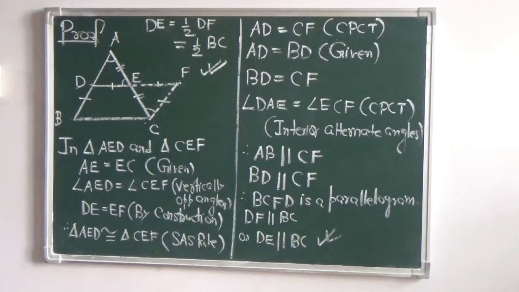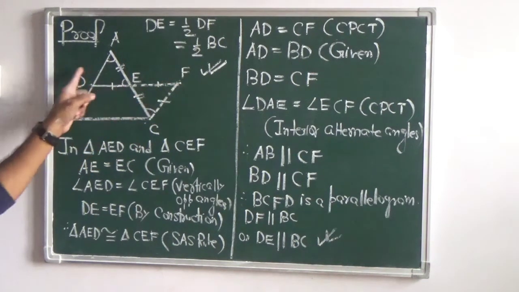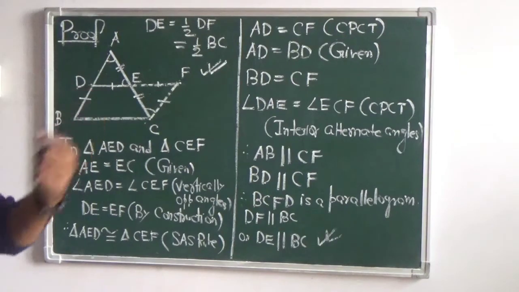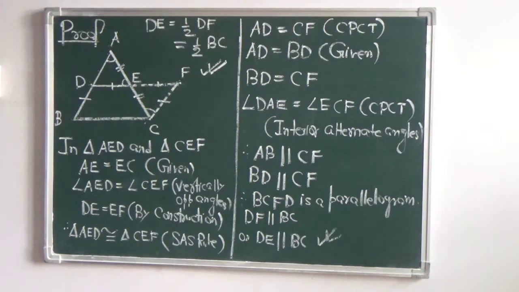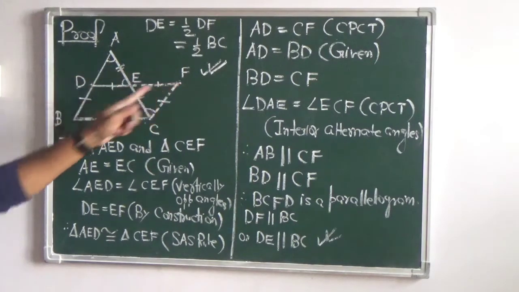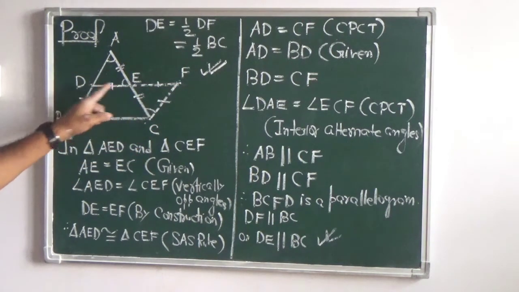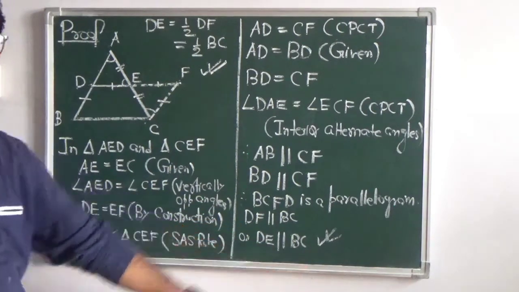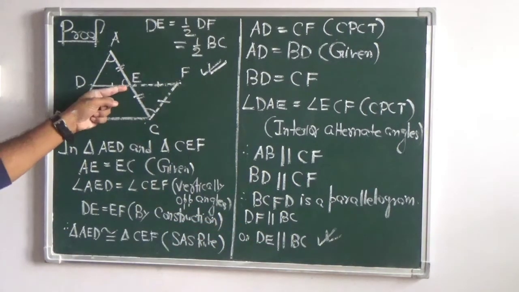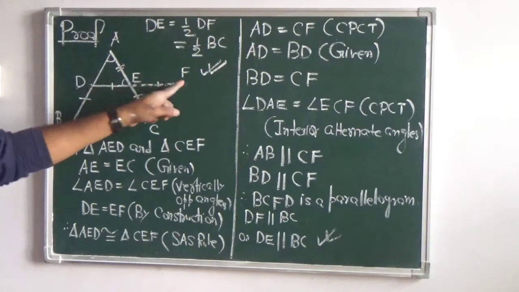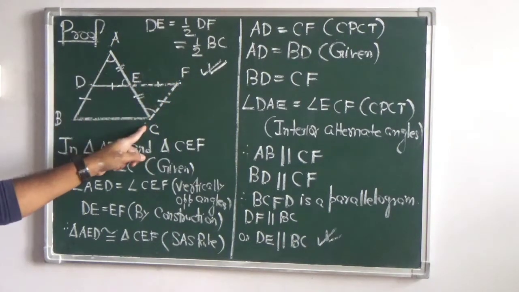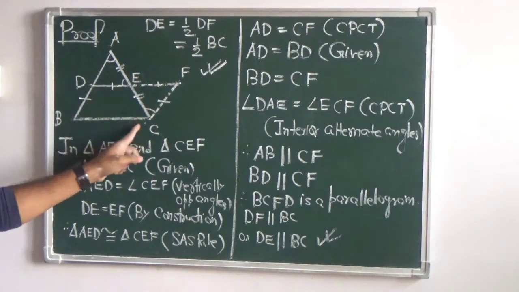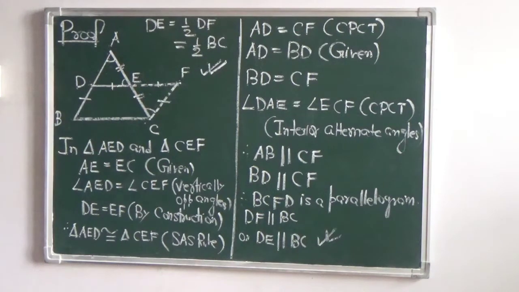Once we have proved that this figure BCFD is a parallelogram, then opposite sides are parallel and at the same time equal as well. So you can say DF is parallel to BC, so DE is parallel to BC. So we have the first condition, DE is parallel to BC. Again, DE is half of DF and DF is equal to BC, so we write DE is half of BC. So this proves our theorem.